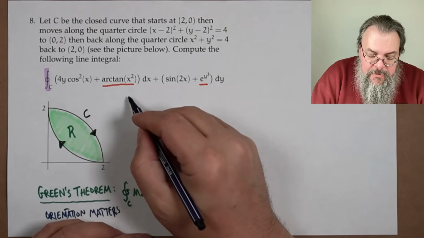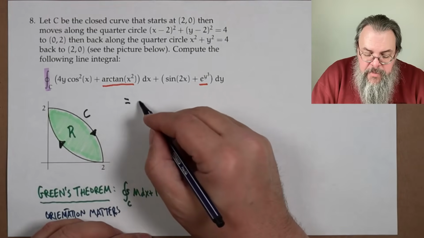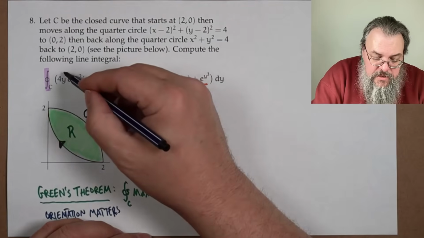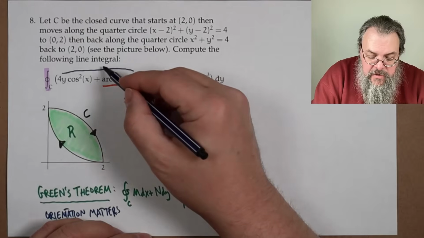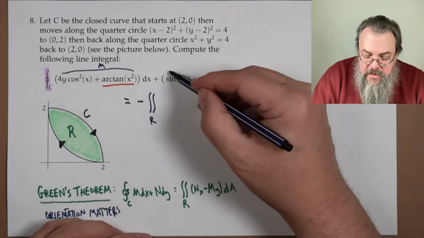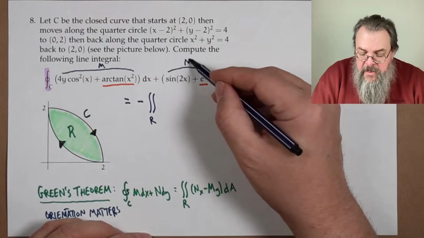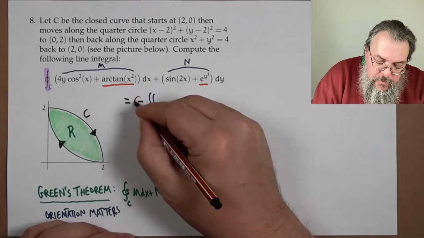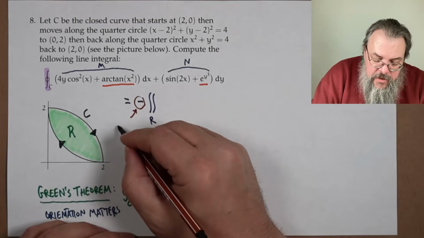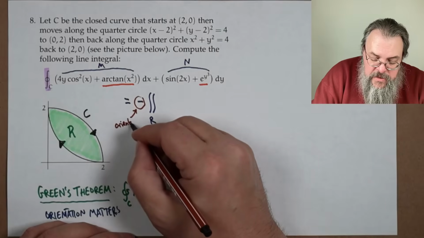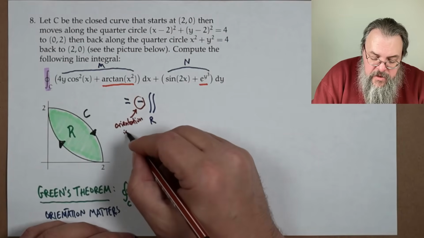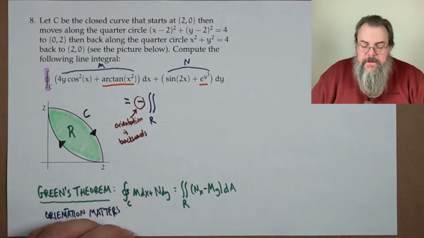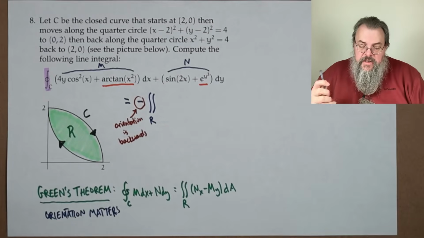So this becomes equal to minus integral over our region, and I'm just going to make some notes here. This is our m, and this is our n. And before we get any further, just so people understand, orientation is backwards. So that fixes it. Okay, so that's why there's the minus.